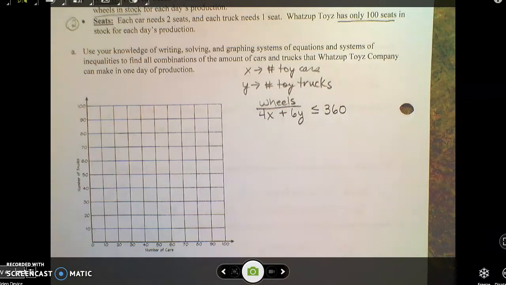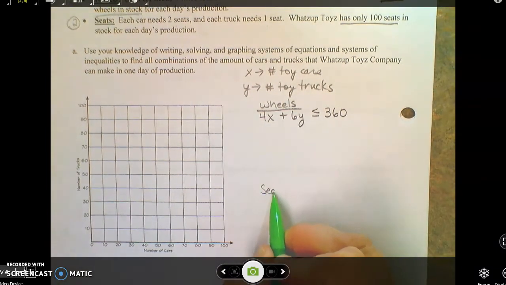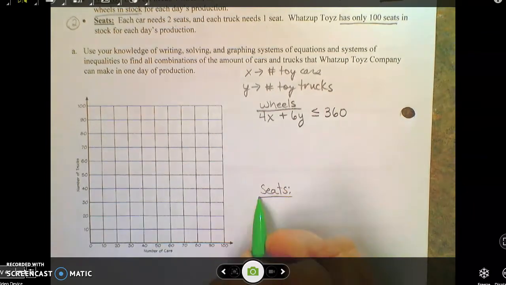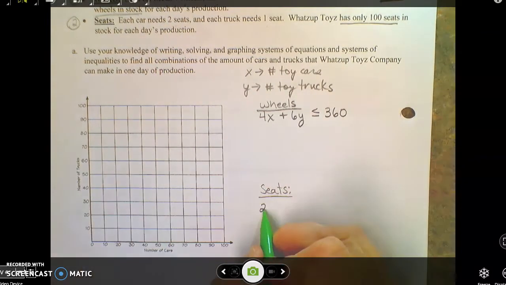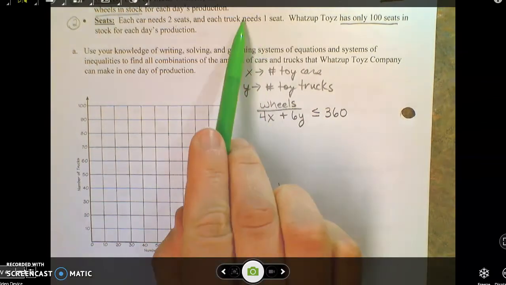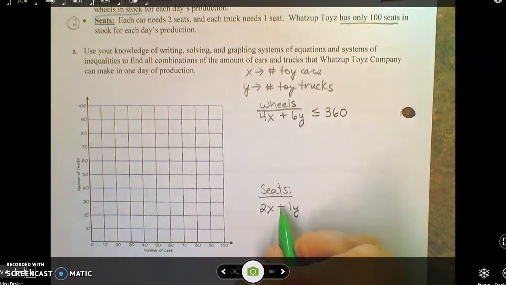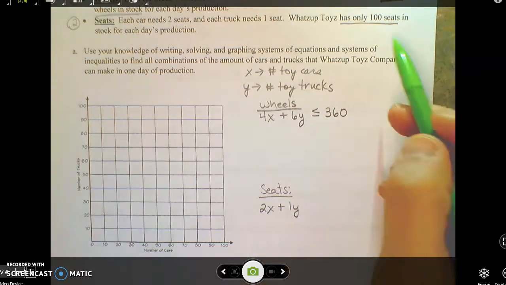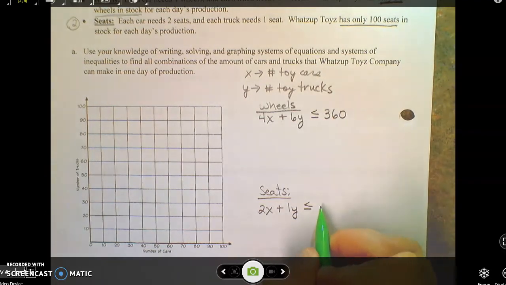Okay, our next constraint is about seats. I'll put that down here. And you can see that each car needs 2 seats, so that's 2 times x. Each truck needs 1 seat, so that's 1 times y. And I'm adding them because we have a total number of seats, which is limited to 100, so that is less than or equal to 100.